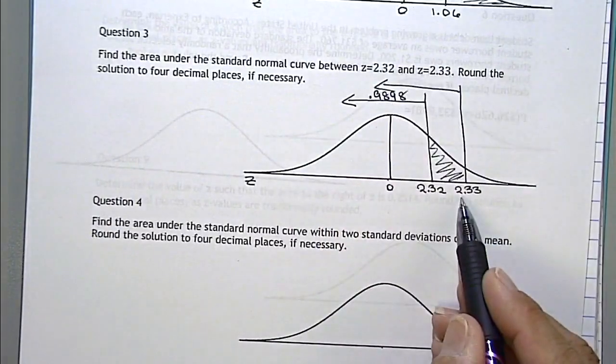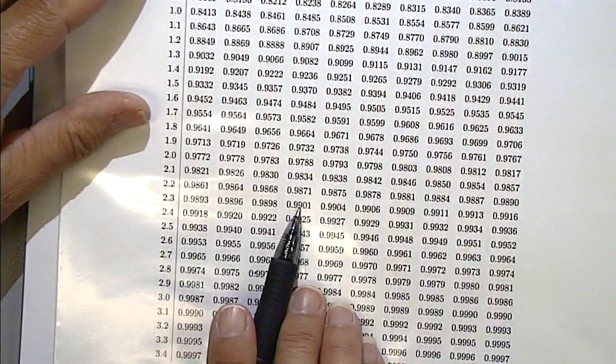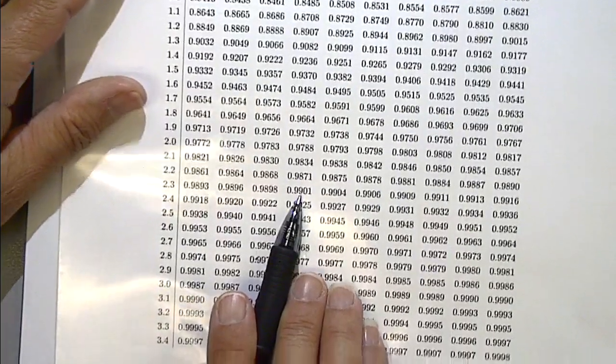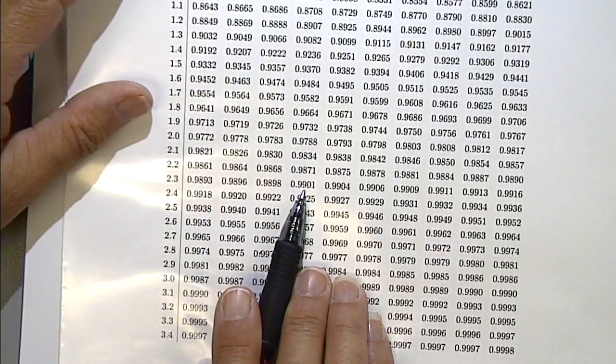Now I've got to go to 2.33. 2.33 is the next one over, 0.9901.